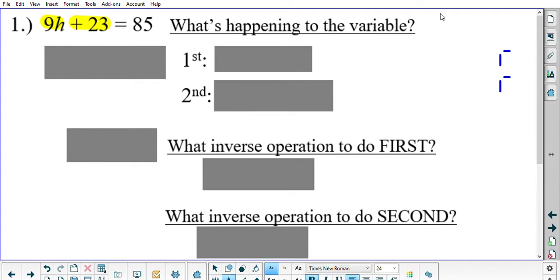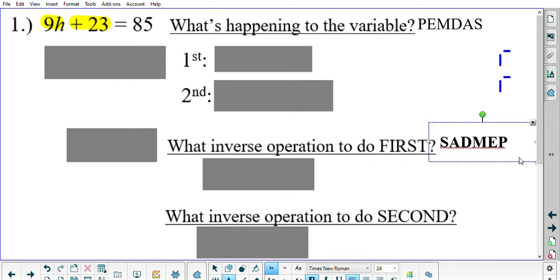Now, you might want to give yourself a reminder here, okay? We are going to be following the order of PEMDAS. That is the order that we follow when we answer what's happening to the variable. But when we do inverse operations, that's where we're later going to be doing inverse order from normal. That's where instead of PEMDAS, it will be the order of SADMEP. Okay? And I know that acronym sounds funny. I know, but bear with me here. Okay, so what's happening to the variable?